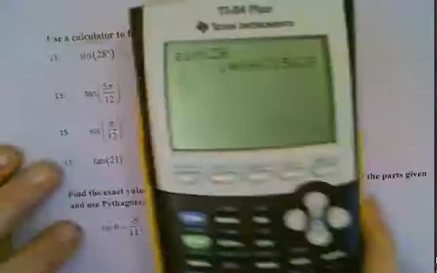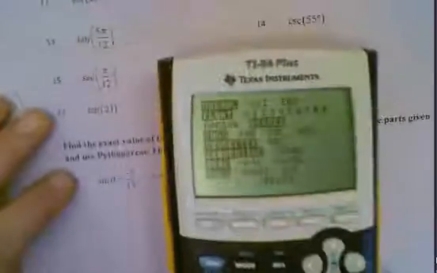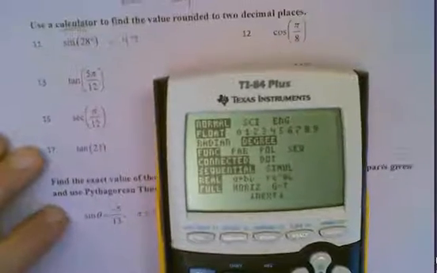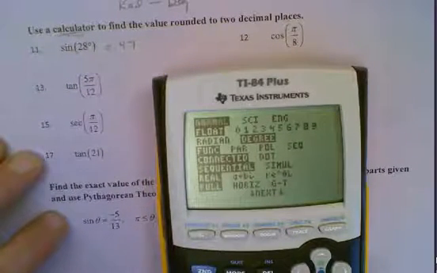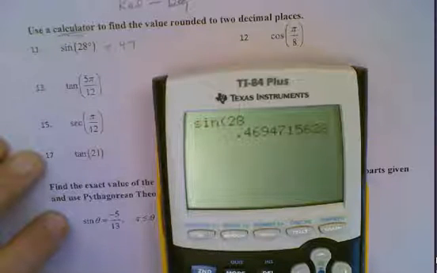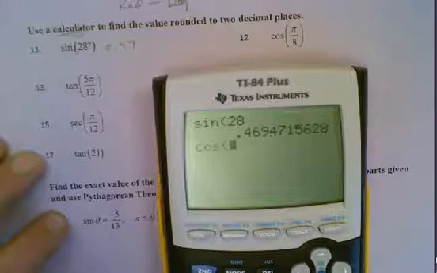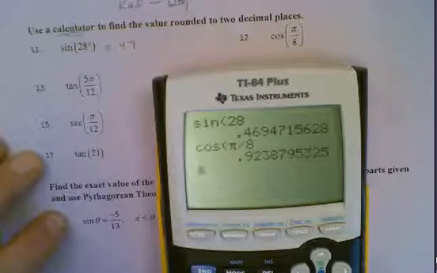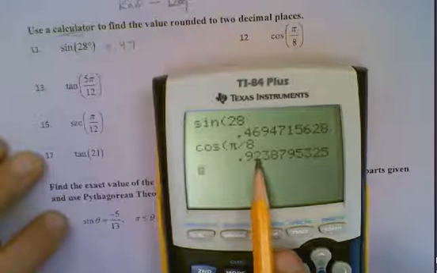All right, same thing with number 12, but now it's the cosine of pi over 8. So I need to make sure that I'm in radian mode, and I'm just going to type in the cosine of pi divided by 8. And I get again to 2 decimal places, 0.92.